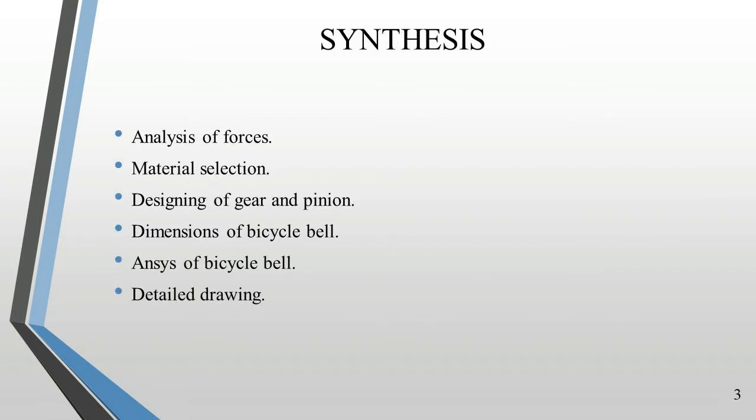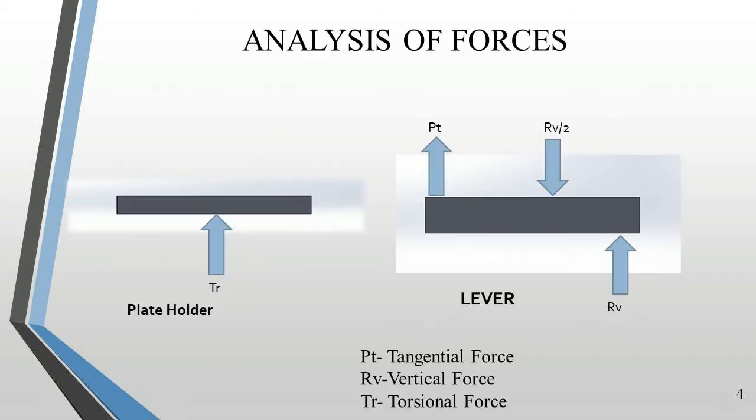The synthesis basically consists of first, analysis of forces, second, material selection, third, designing of gear and pinion, fourth, dimensions of bicycle bell, fifth, ANSYS of bicycle bell, sixth, detailed drawing.